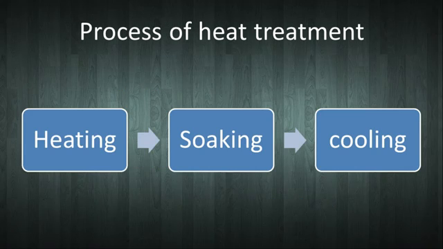Let us see the process of heat treatment. It consists of three steps. First, the metal is heated to a specific temperature and it is kept at that temperature for a specific period of time. In this time, the material rearranges its grain structure depending upon the temperature, and after that material is cooled at specific rate so as to get the desired improvement in its properties.